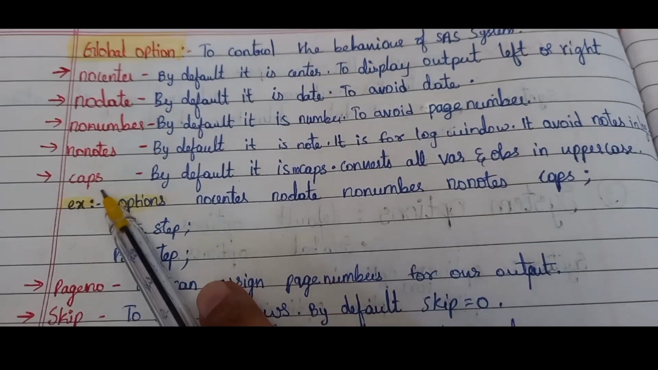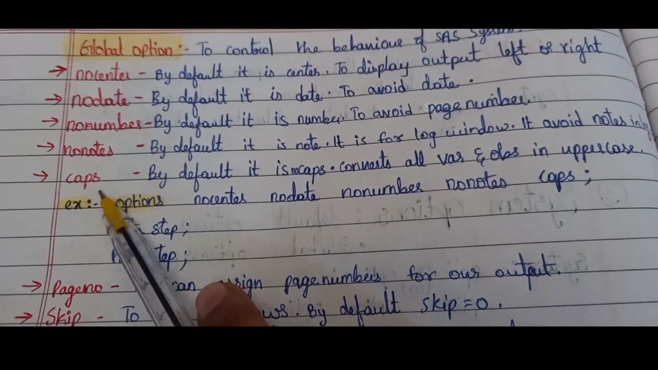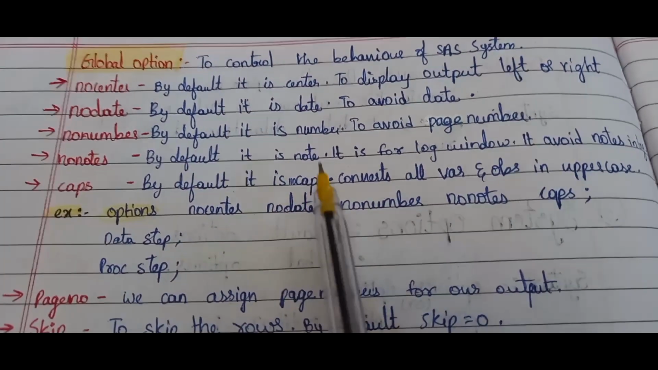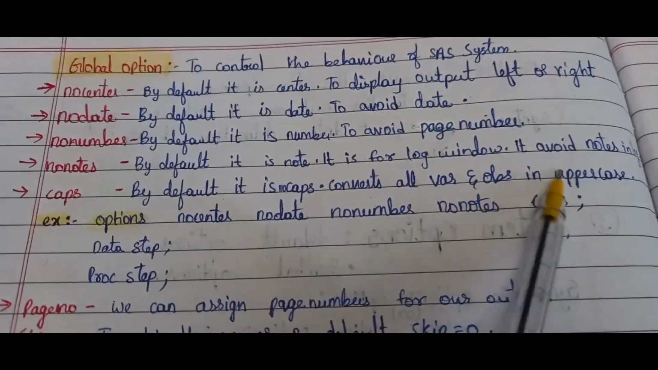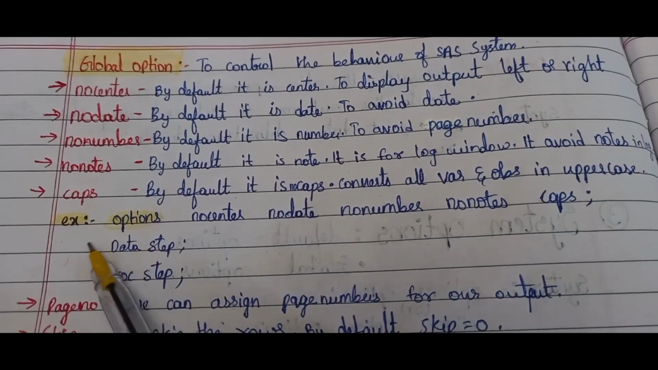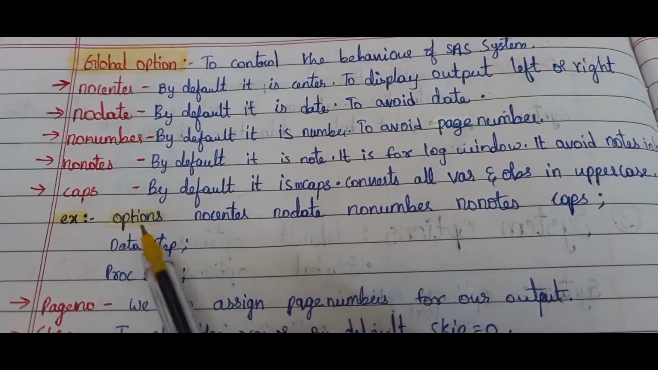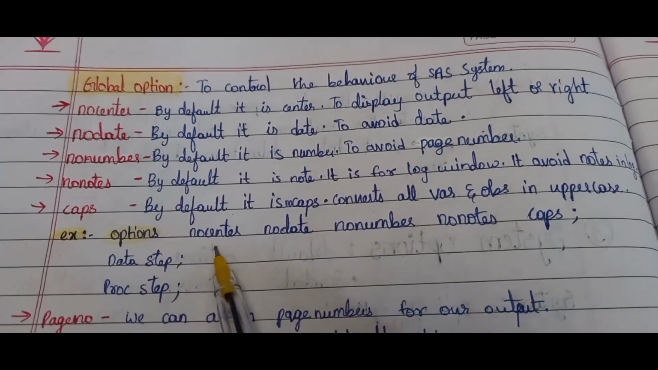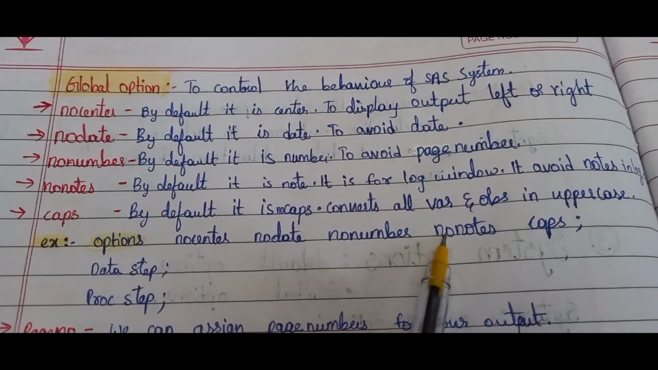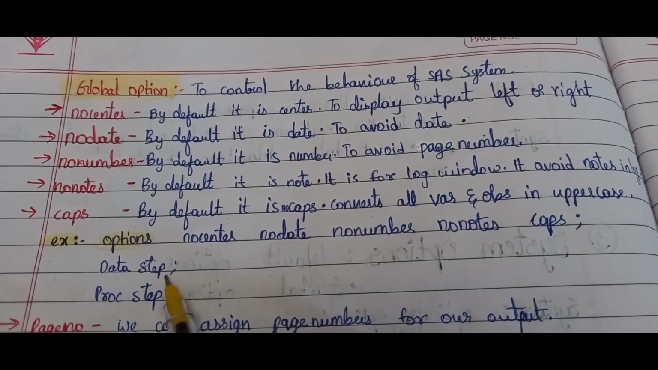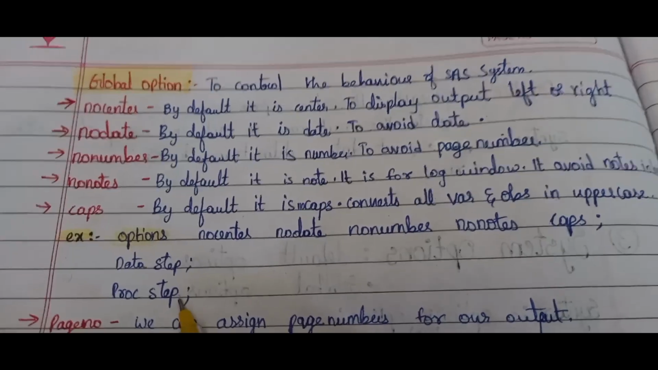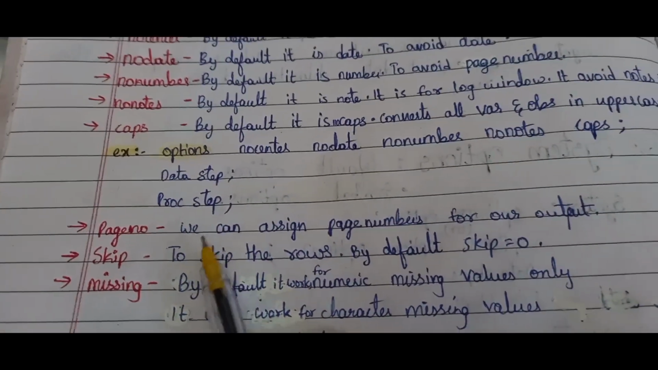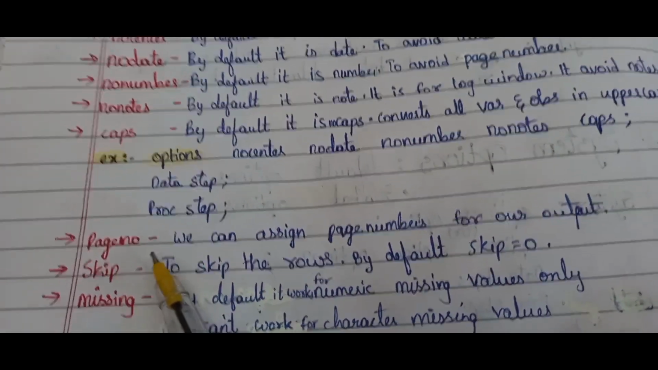Next is caps. Caps is used to print the variables and observations in capital letters. By default it is nocaps. It converts all variables and observations into uppercase. For example, I am using all these options in one options statement: options nocenter nodate nonumber nonotes caps. After that you will write the data step and a proc step. Before the data step you will write this options statement. Clear?